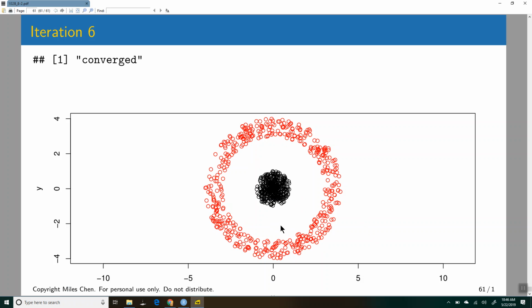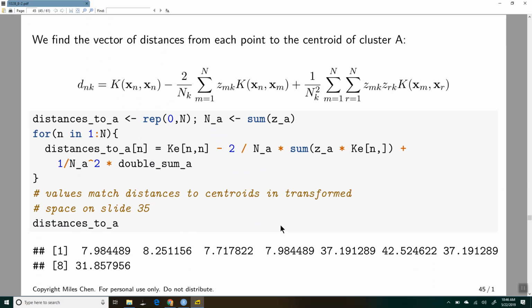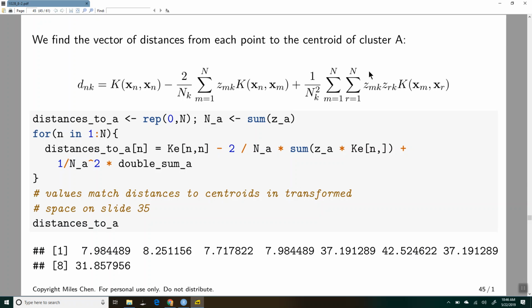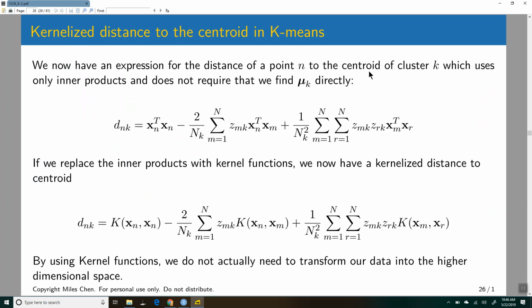And again, it comes down to our ability, and this is the weirdest thing, that we're able to somehow calculate the distance of a point to some centroid, even though we don't know the location of the centroid, by expanding out the inner products. Okay, are there any questions on this?